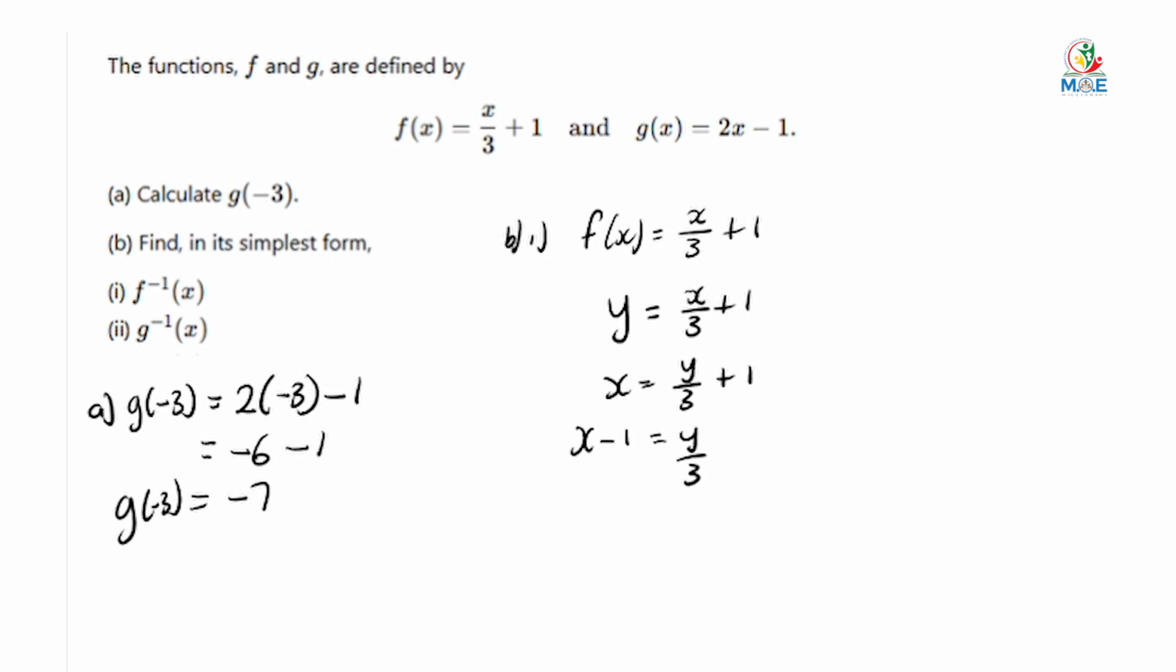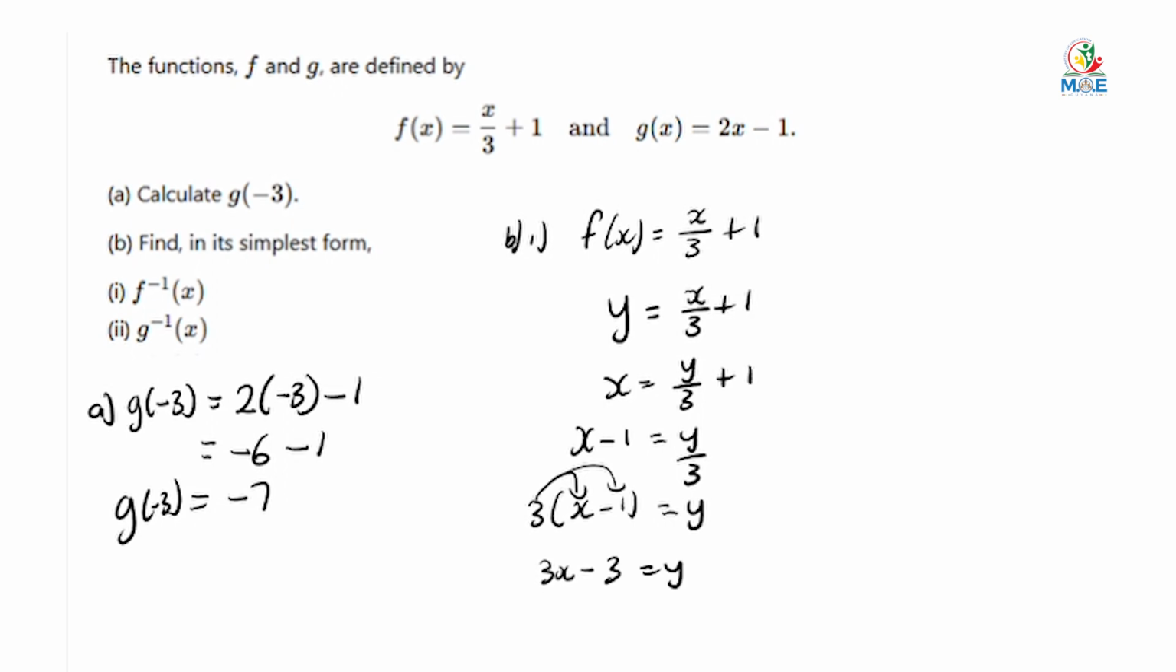So next we take over the 3. So the 3 is divided, so I take it over to multiply. So it will become 3 multiplied by x minus 1 is equal to y. So then we can distribute this 3 throughout. So we'll have 3 times x is 3x, minus 3 times 1 would be 3, is equal to y.